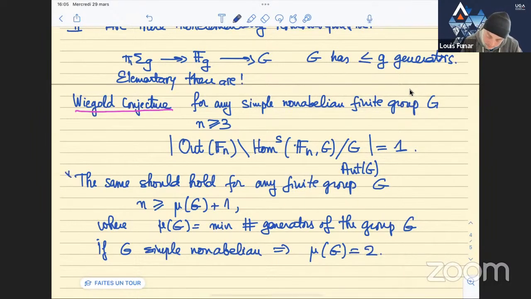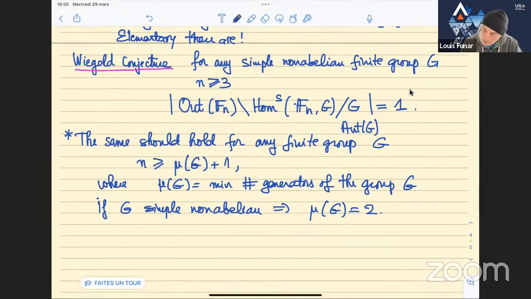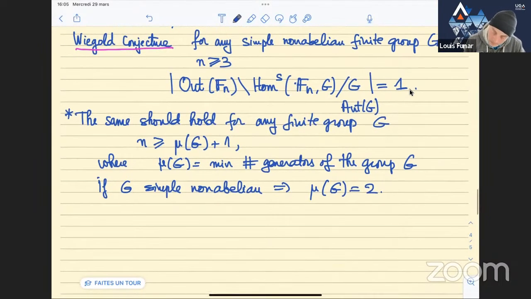So well, this I think it's Garion Shalev, who was an ex-student of Lubotzky, who stated it in this way, but yeah. So this conjecture is saying that there is essentially one orbit and nothing else for the elementary epimorphism. Now there are some results supporting this conjecture. Let me state some.